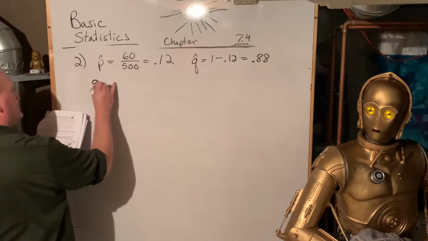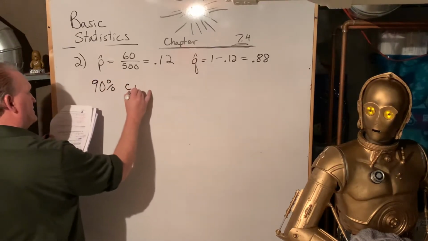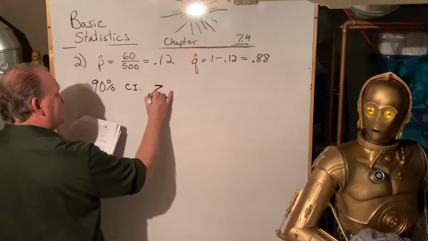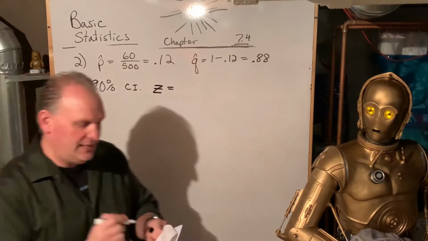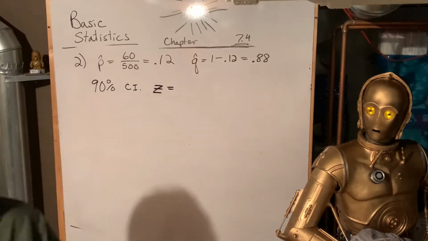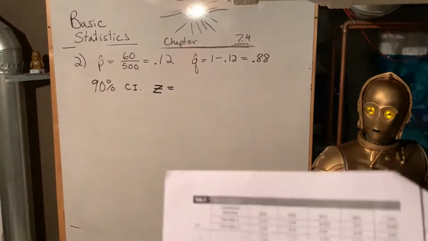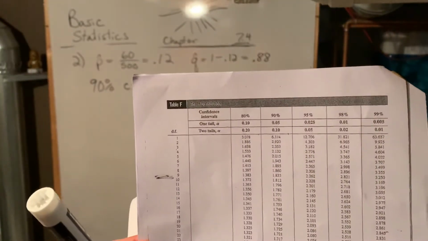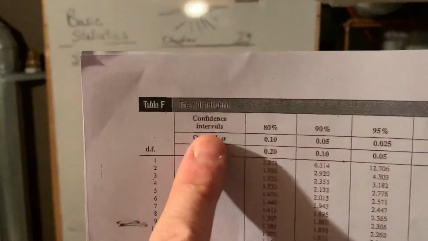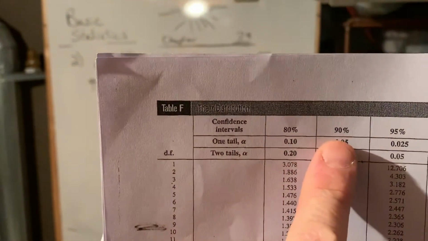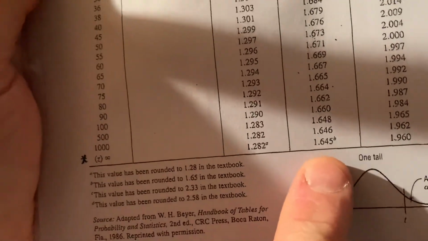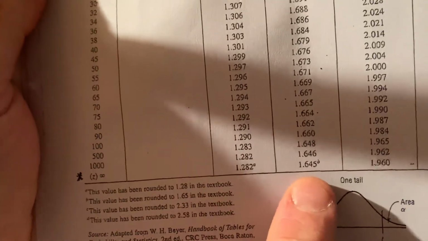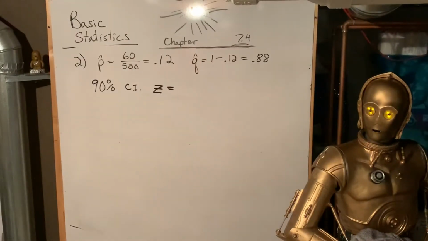And now what else do we need? We need a 90% confidence interval, and we get to go back to z-scores. So we don't have to find degrees of freedom. You don't have to worry about the 500. You're going to go to your chart, table F on your sheets, and we're going to find 90%. Go to the top, it says confidence intervals, find 90%, and then take that all the way down to z. So all the way down to z is 1.645. So that's what we're going to use, 1.645.